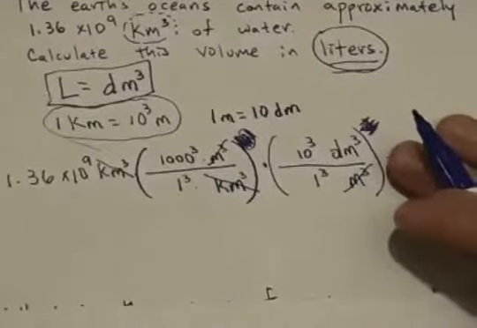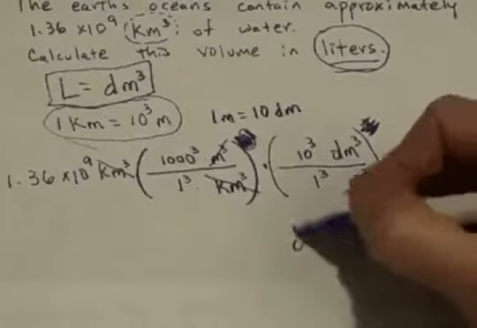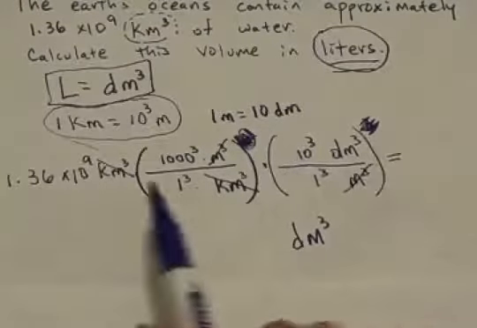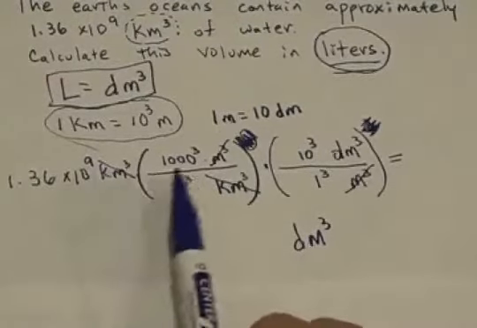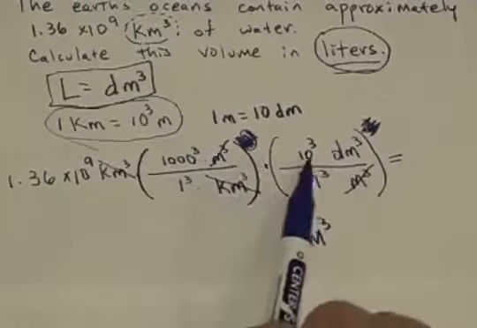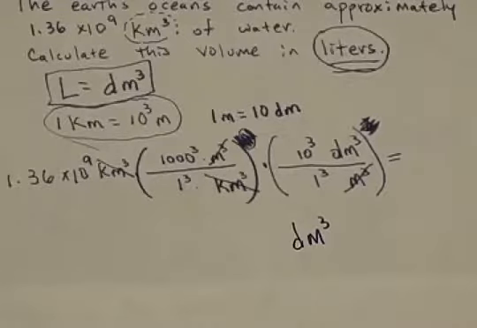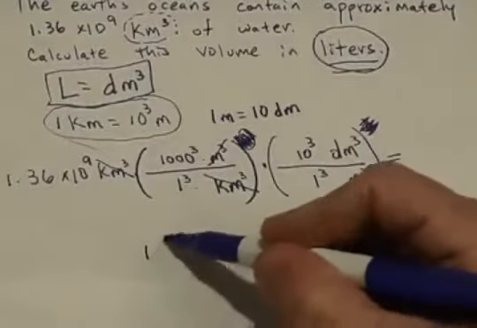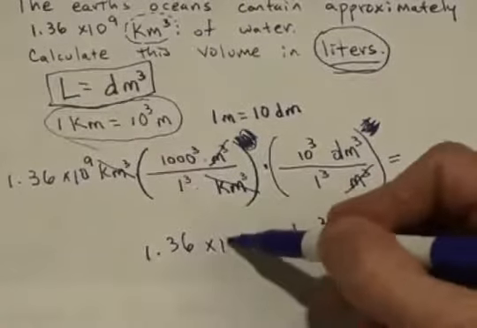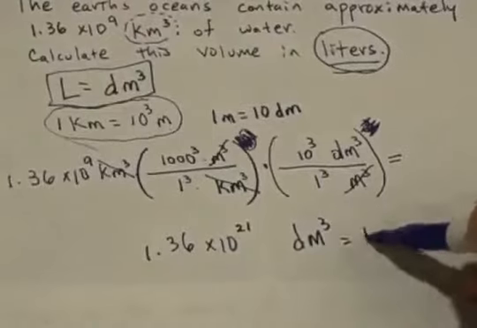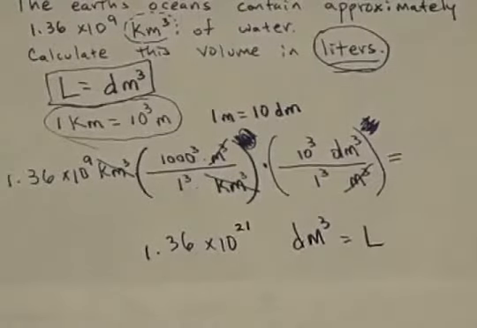And remember, my goal is always to write down my units before I do the numbers. So now on my calculator I can take 1.36 times 10 to the 9th times 1,000 cubed times 10 cubed, and if I'm lucky and carry all my zeros along right, I'll end up with a quantity of approximately 1.36 times 10 to the 21st cubic decimeters, or remember, a cubic decimeter is the same as a liter.